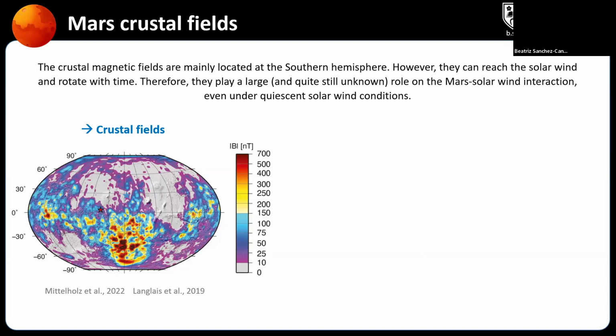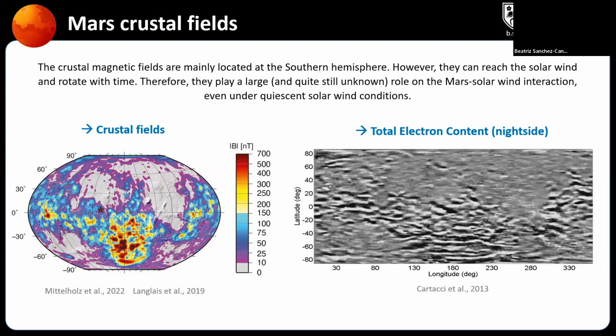But they are quite intense, to the point that, and this is one of my favorite figures, and it's not because I'm here in Italy, it's really one of my favorite figures. It's a figure that Marco made when I was a PhD student, actually. This is the total electron content measured by Mars Express in latitude and longitude, and I think you can clearly see the crustal fields in there.